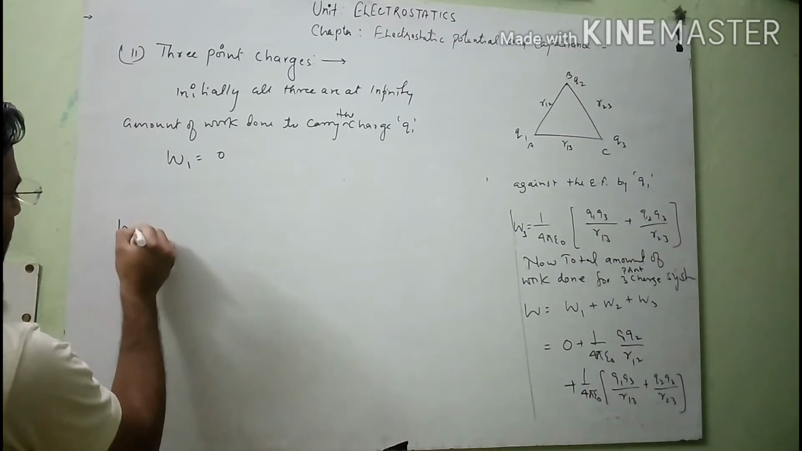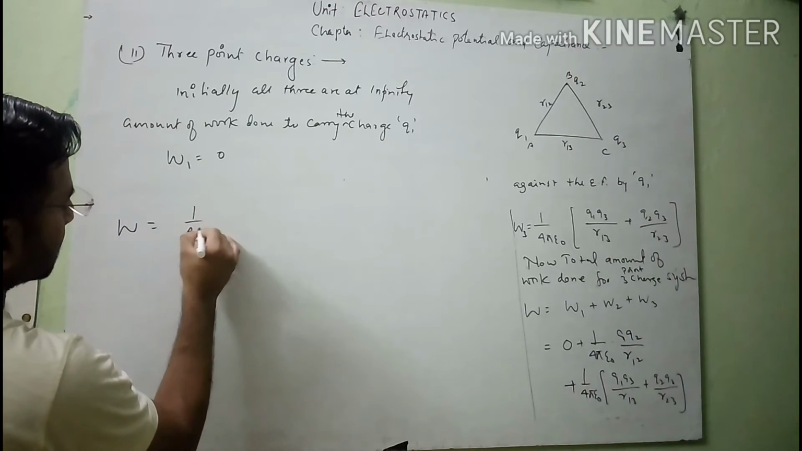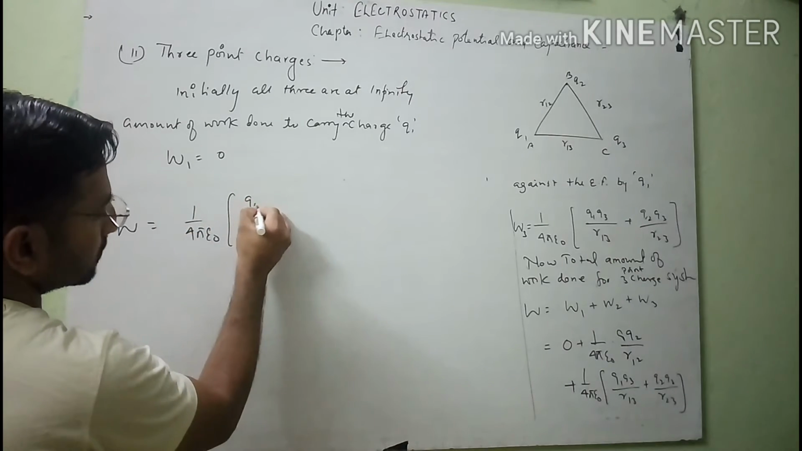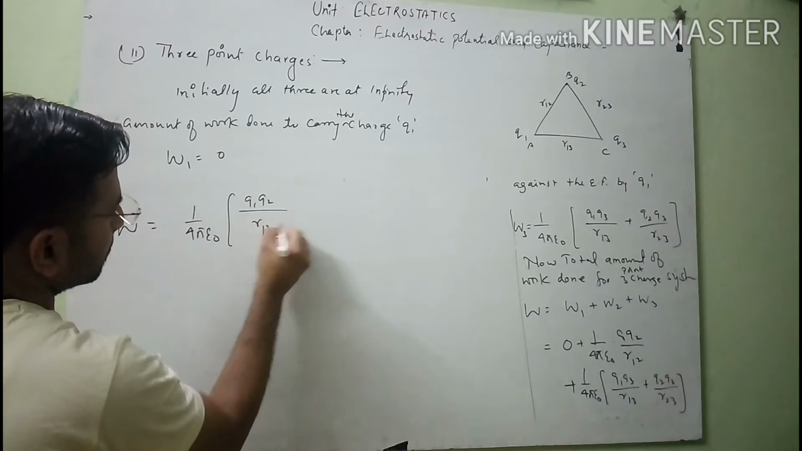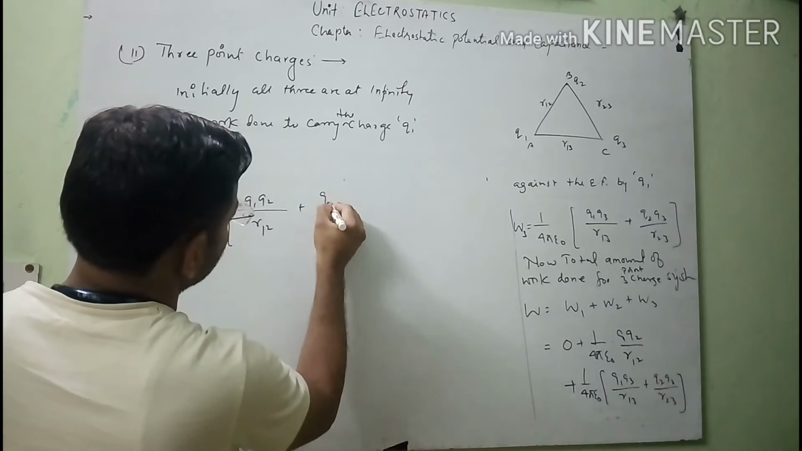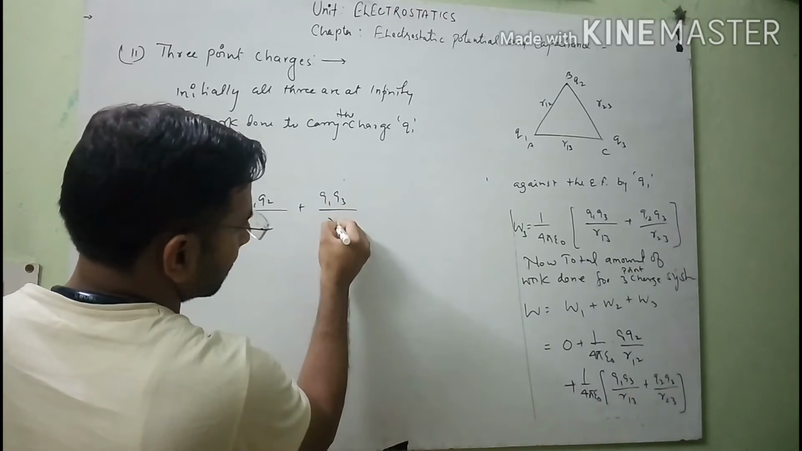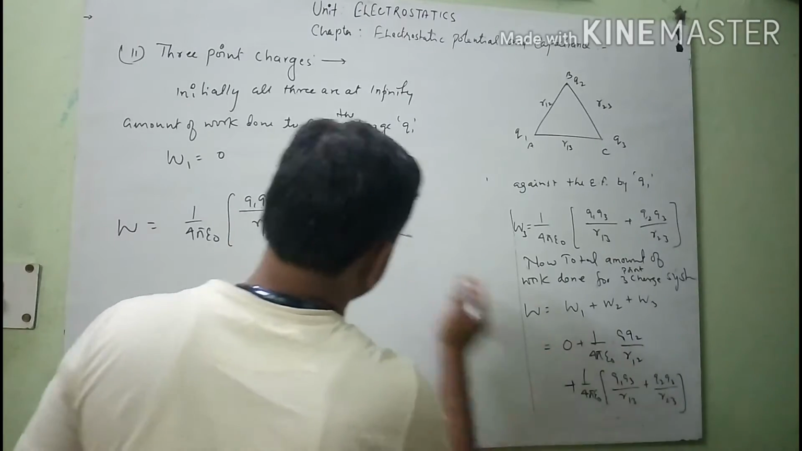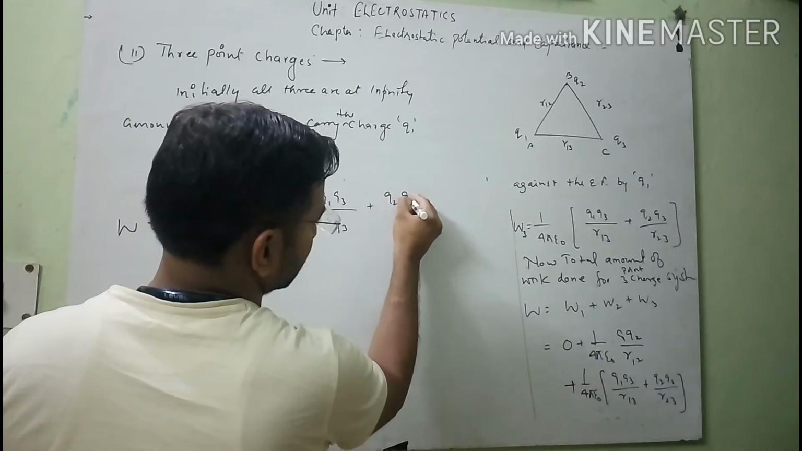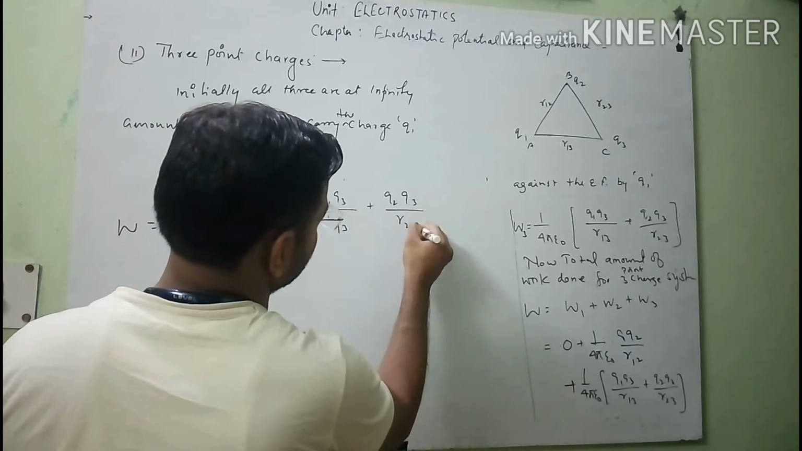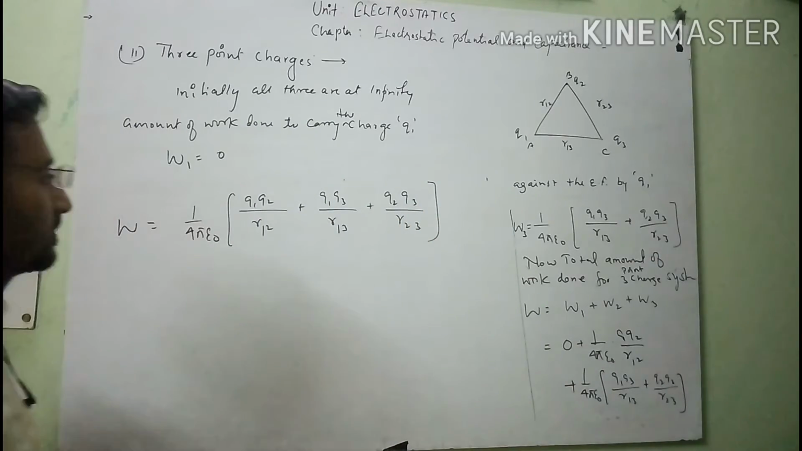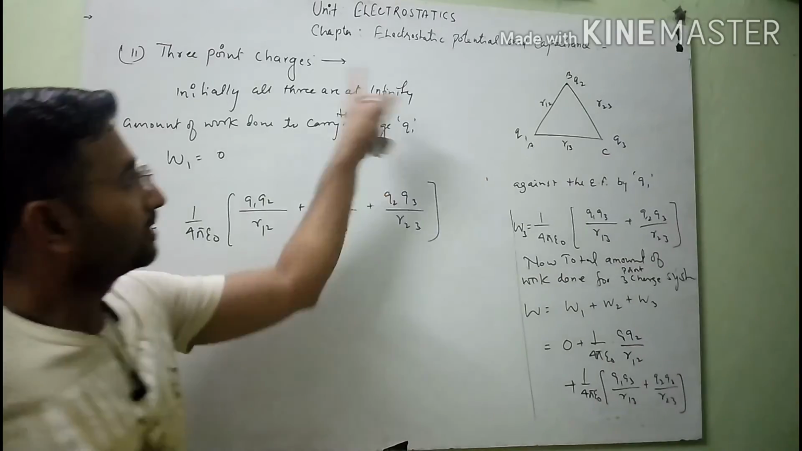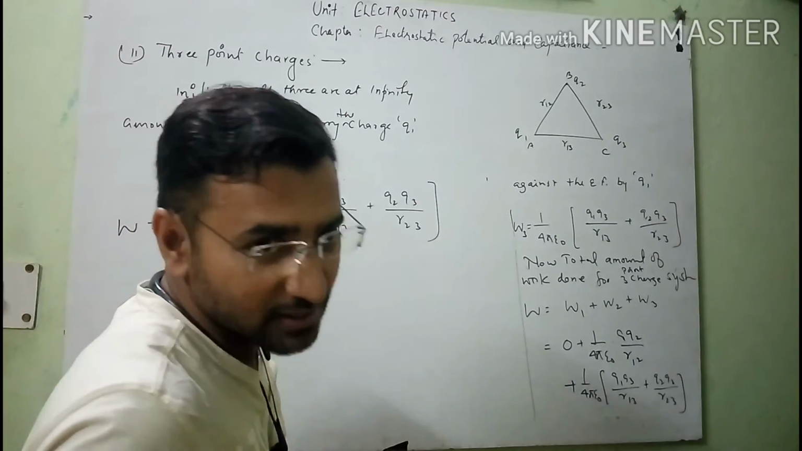The final value is W equals 1 over 4 pi epsilon naught, taking it as common: Q1 Q2 upon R12 plus Q1 Q3 over R13 plus Q2 Q3 over R23. So this is the amount of work done in a 3-point charge system.